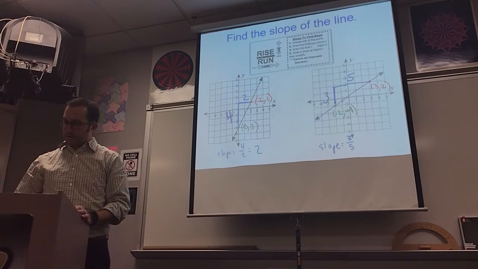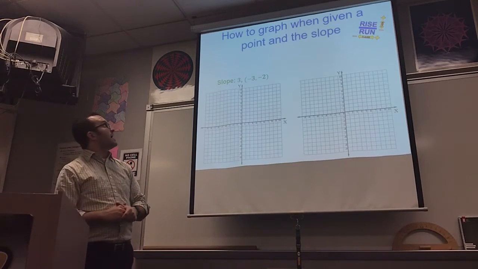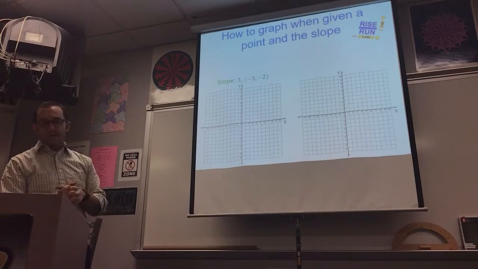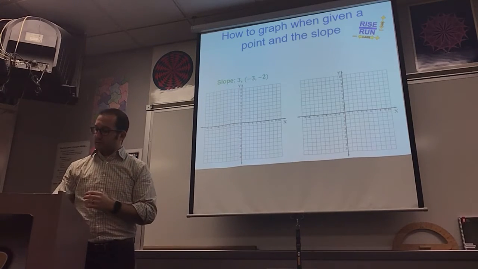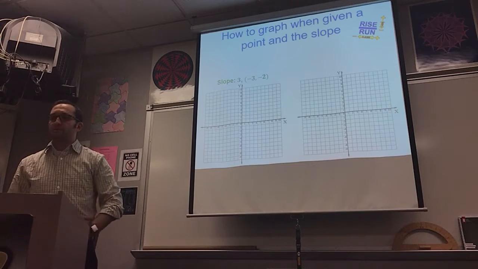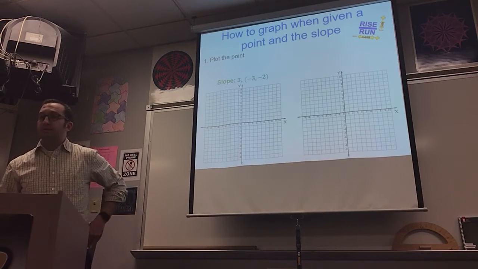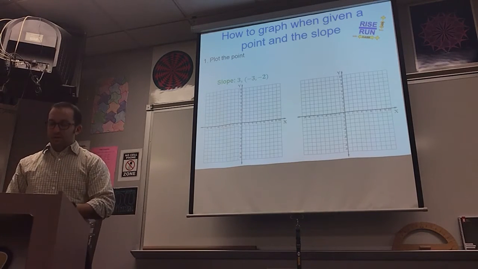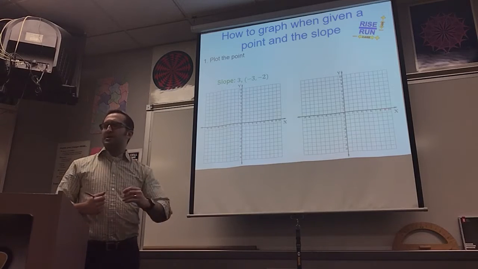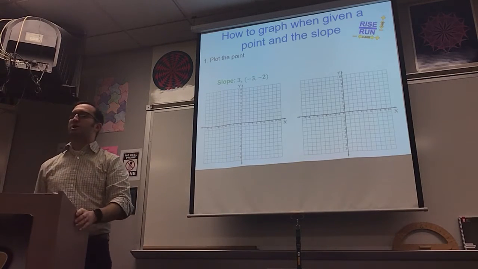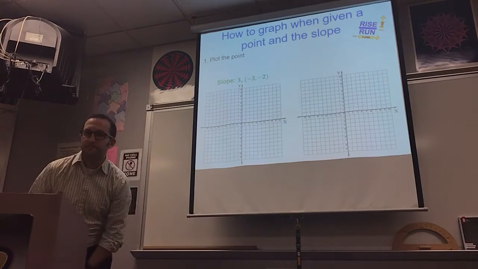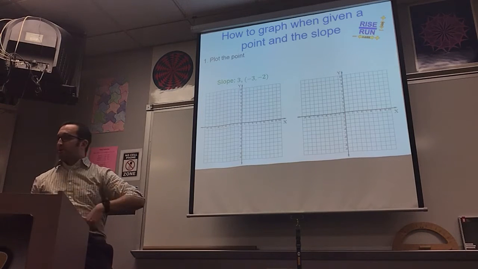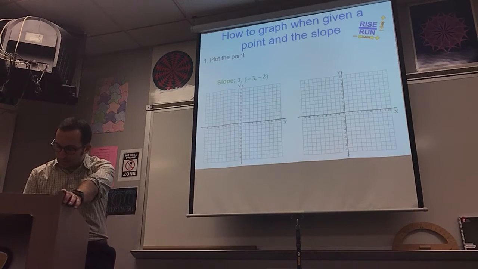Okay, let's look at what we're doing today. We want to graph when given a point and a line. So you'll need to write down the slope here. But there are 3 steps that we need to do. First, plot the point. Okay? So let's plot that point. Find -3, comma -2, and check your point with your neighbor to make sure it's plotted in the correct location.